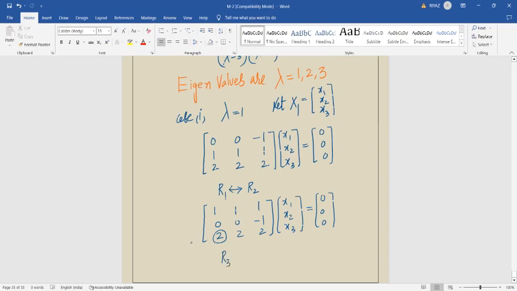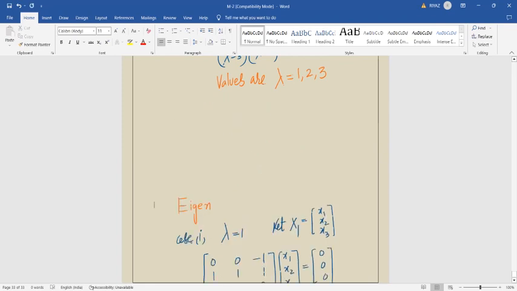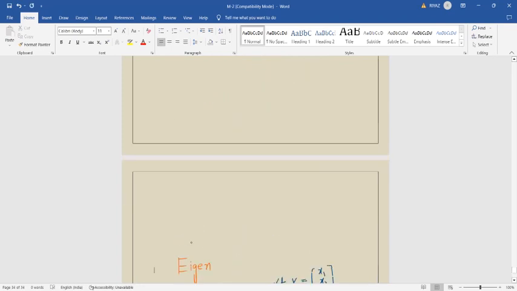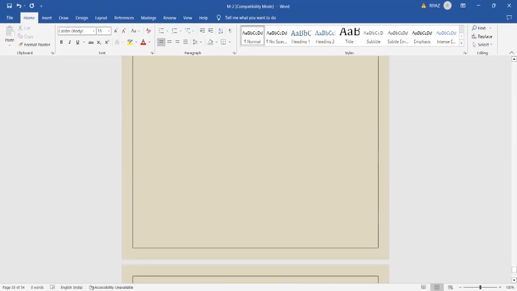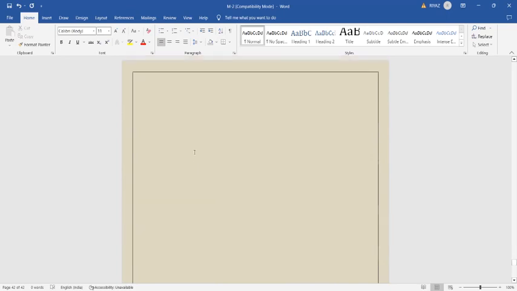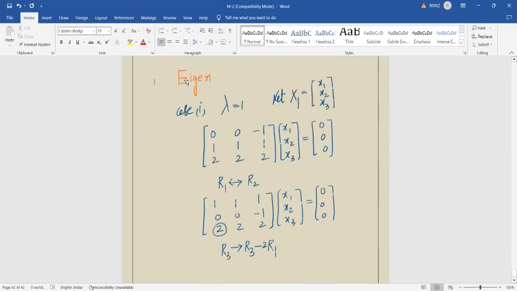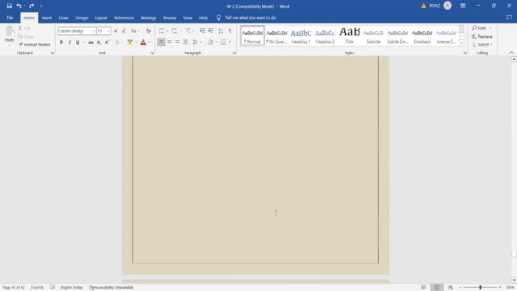R3 changes to R3 minus 2 R1. So after changing, what happened?